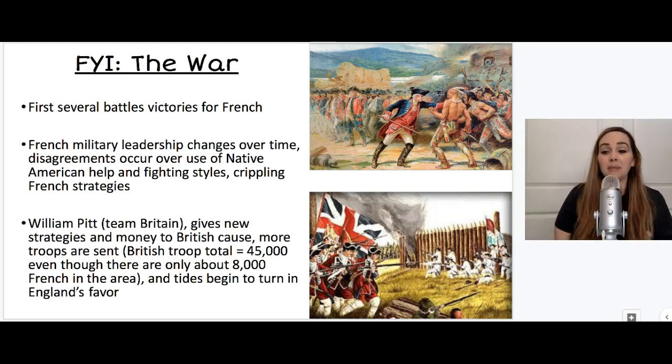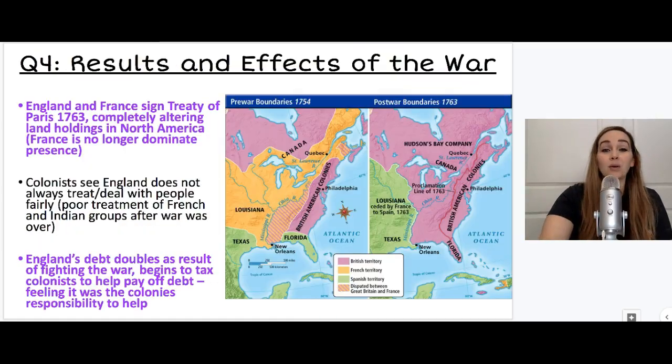Another big factor that helps us out is an English guy by the name of William Pitt comes in and not only gives us useful and effective strategies in fighting, but also provides money, which helps bring more British troops over to the colonies to help fight this French and Indian War. And so at the end of the day, Team Britain ends up winning the French and Indian War. Okay, so make sure you've got that soaked in, and here we go to question 4.